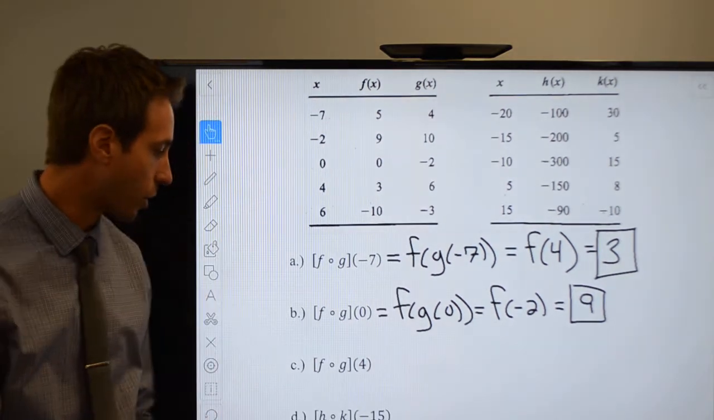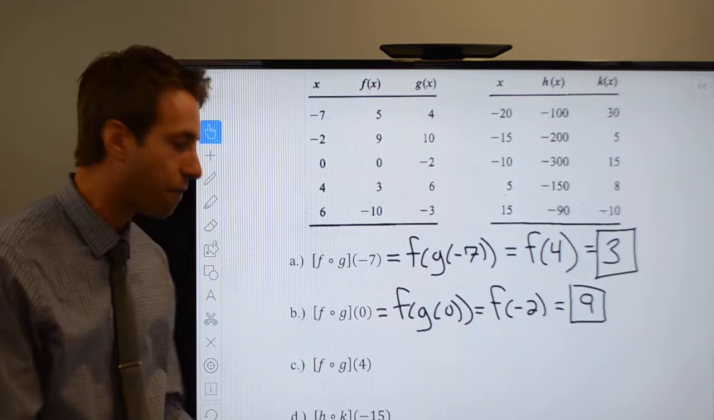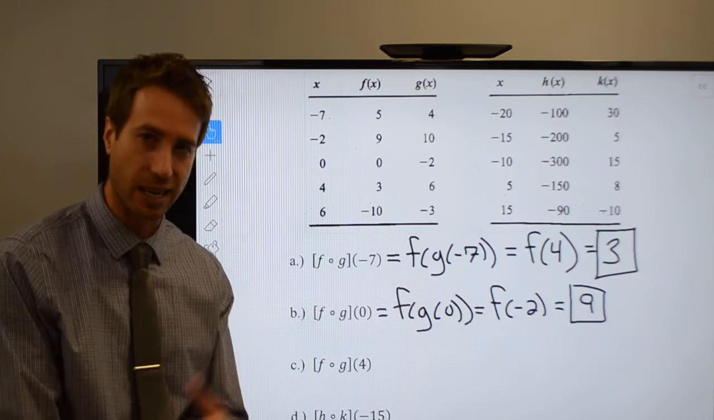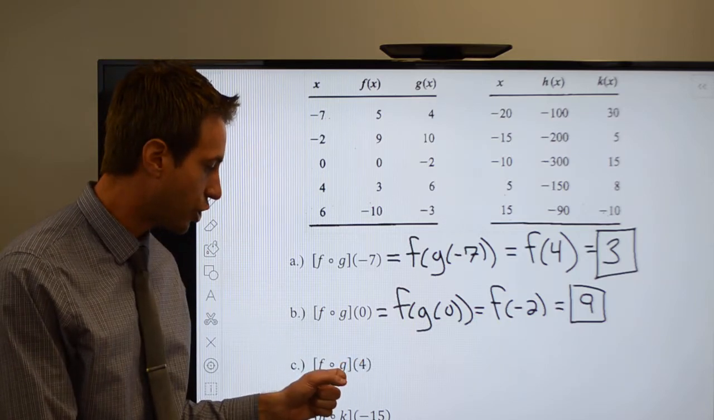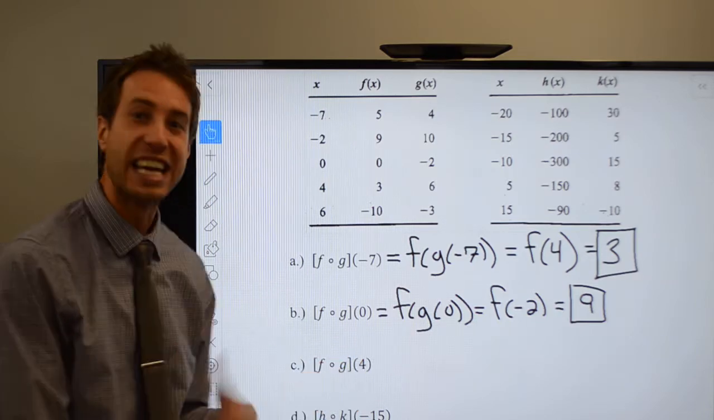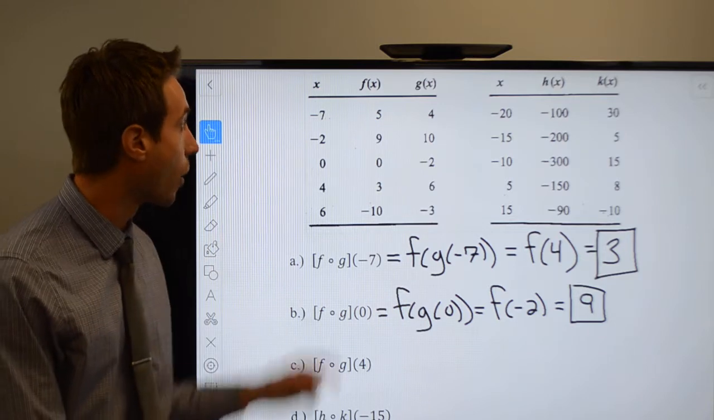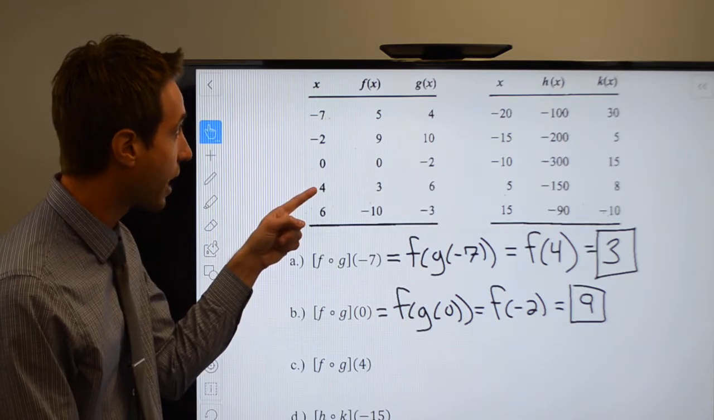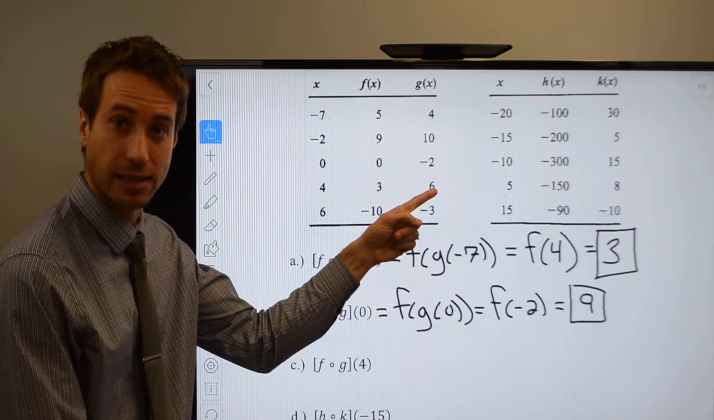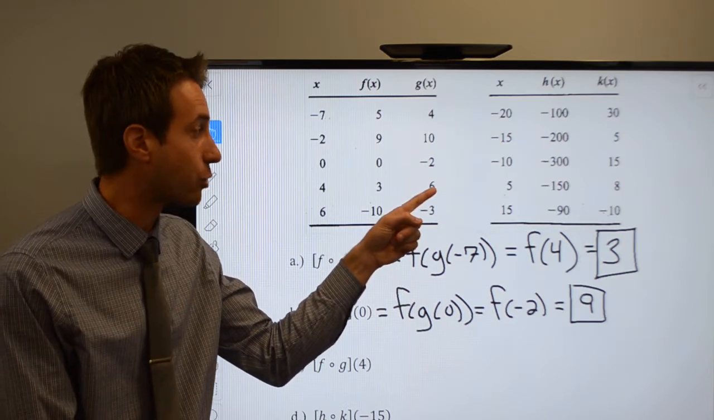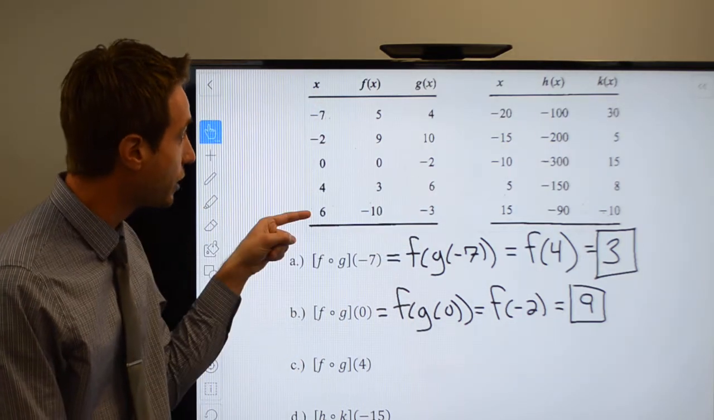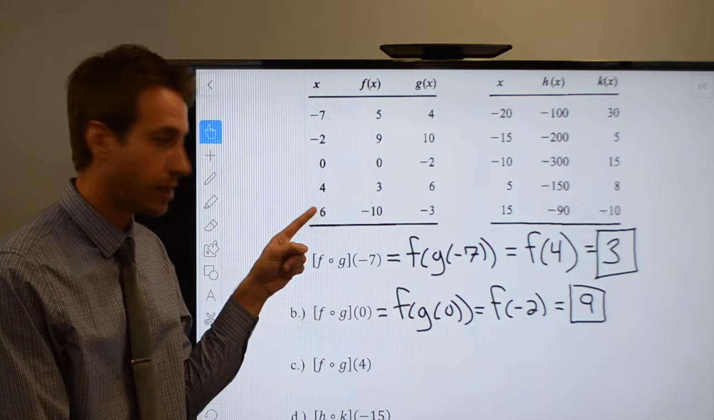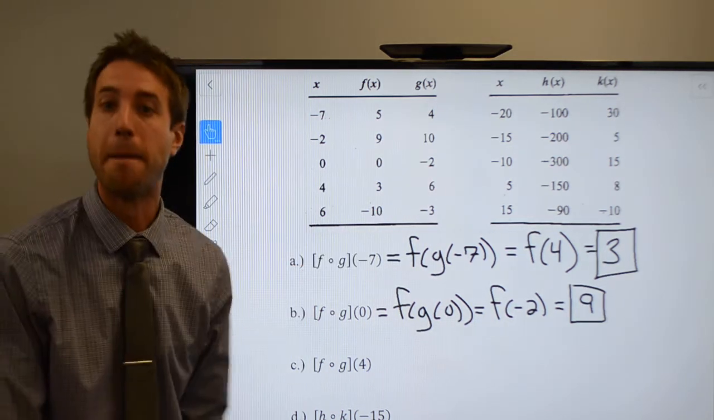The next one we're going to do is f of g of 4. Remember the way this works, I'm not going to rewrite it. 4 goes into g, and then we plug that result into f. So here we go. I find my 4. There it is. I go to g. I get 6. 6 is what I'm going to plug into f. So I need to find 6 in my domain column. There it is. Take that to f, minus 10.